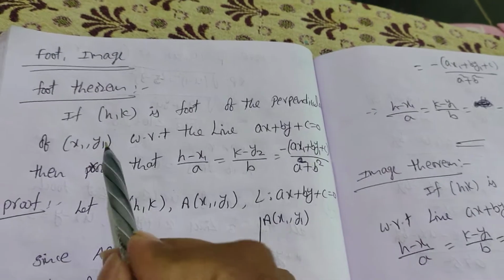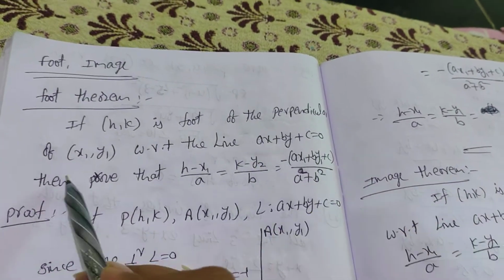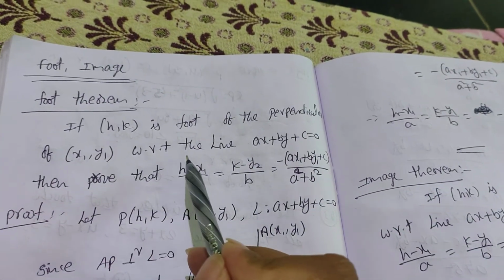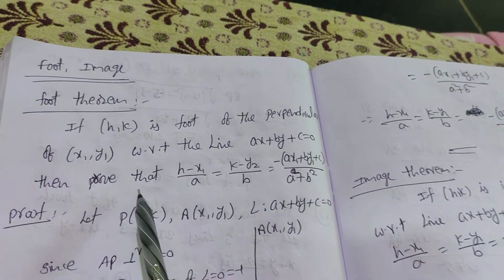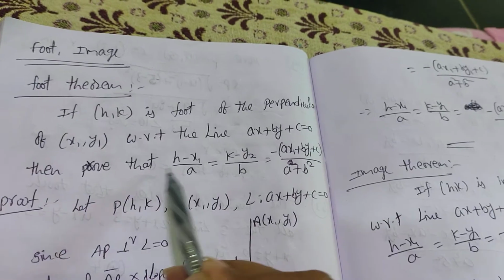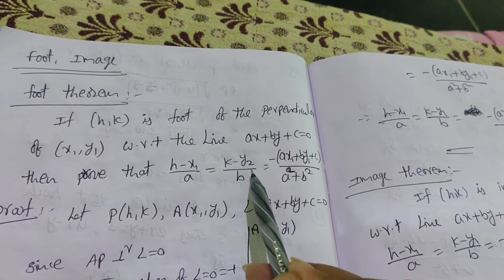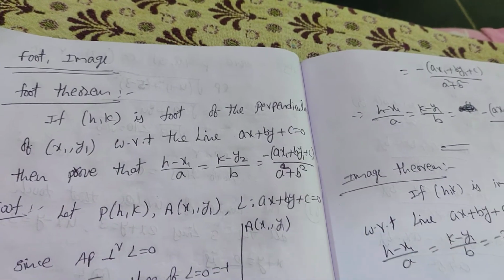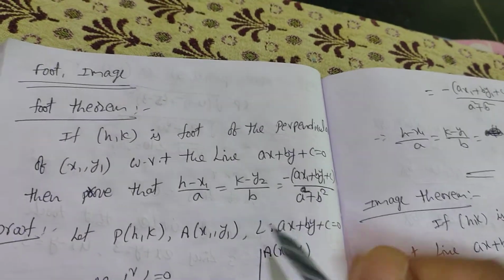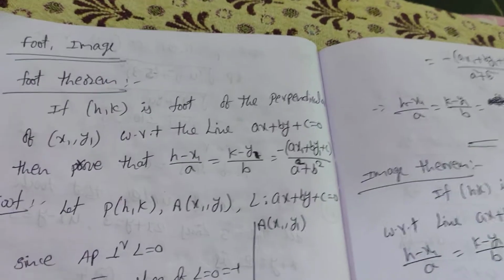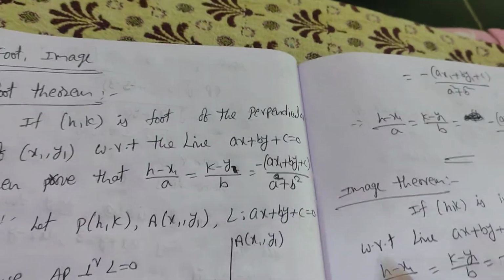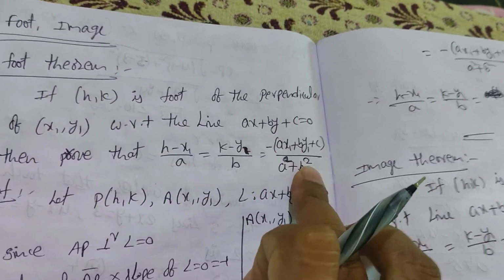Okay, foot theorem. If (h, k) is the foot of the perpendicular from (x1, y1) with respect to the line ax plus by plus c is equal to 0, then prove that (h minus x1) by a is equal to (k minus y1) by b is equal to minus of (ax1 plus by1 plus c) by (a square plus b square).